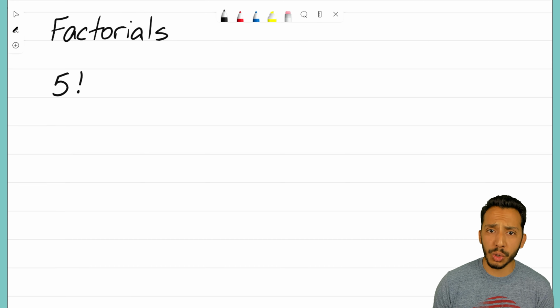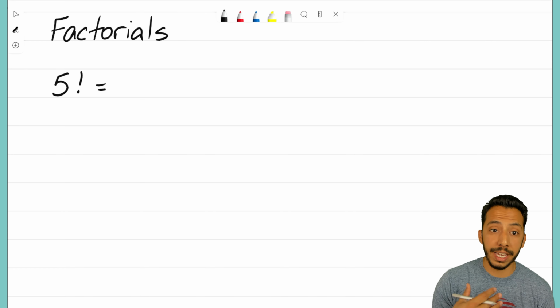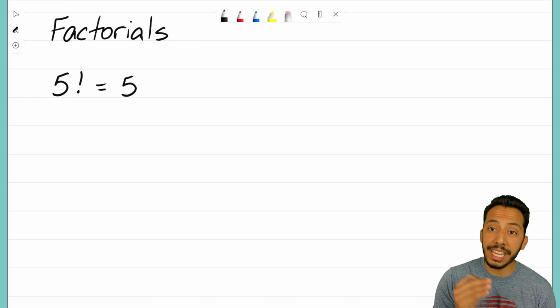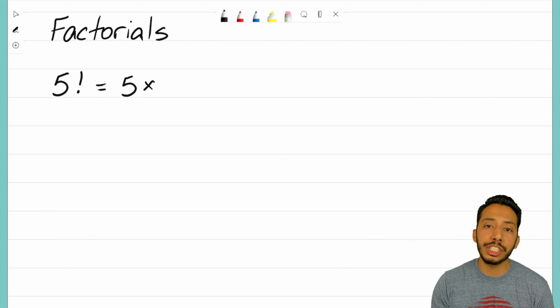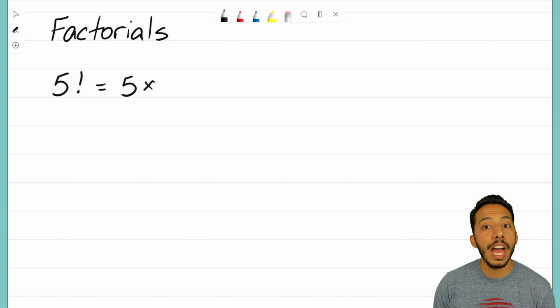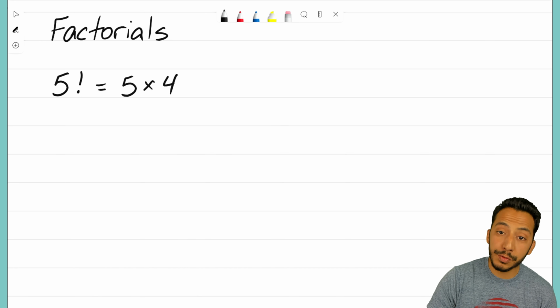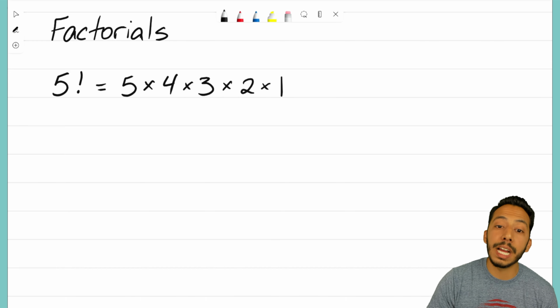Well, here's what a factorial is. You're just going to take that first number that you have, in our case 5, and 5 factorial is going to take 5, and then you're going to multiply it by each integer that's less than 5. So we're going to start at 5, and multiply it by every whole number that's less than 5 until we get to 1. So I'm going to have 5 times 4 times 3 times 2, and then times 1.